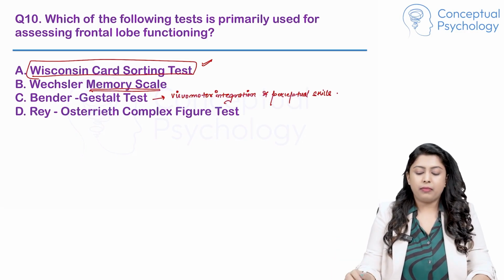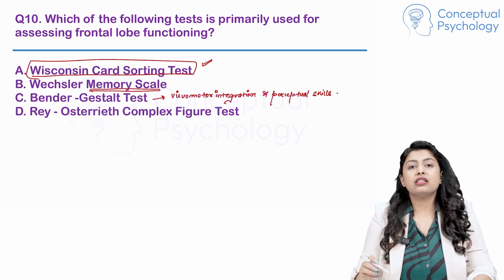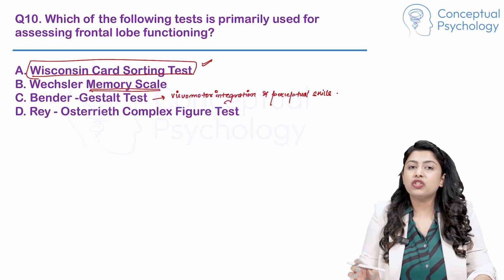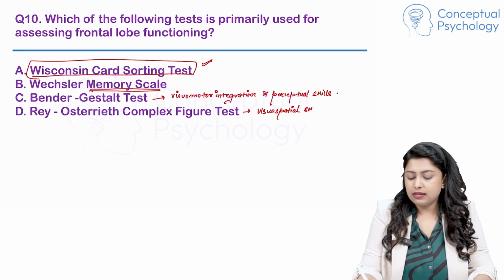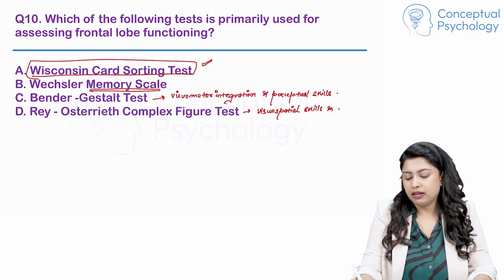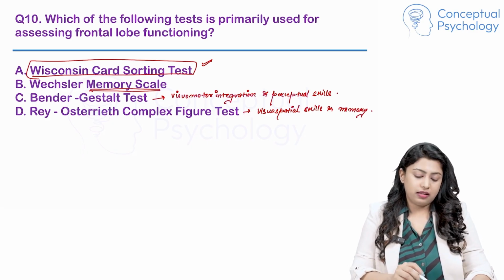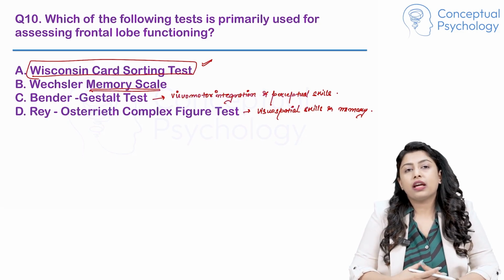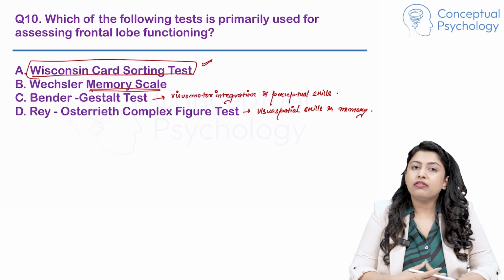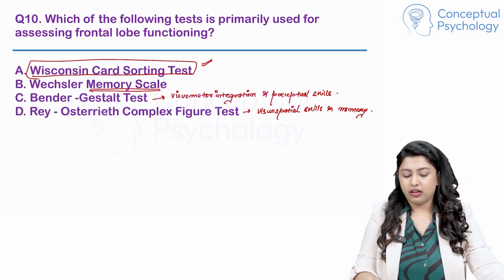The Rey-Osterrieth complex figure test is used to assess visuospatial skills and memory. Hence, the Wisconsin Card Sorting Test is the gold standard neuropsychological test for evaluating frontal lobe executive functioning.